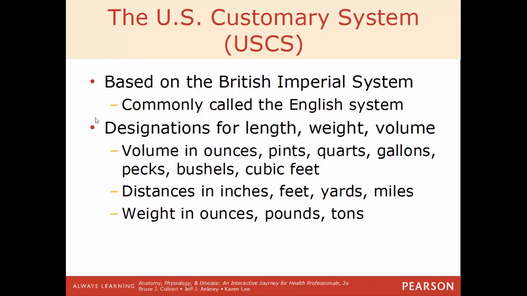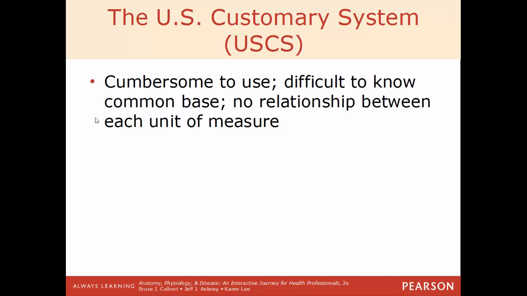Now the U.S. customary system is based off the British Imperial System, usually called the English system. It has designations for length, weight, and volume, where you have volume measured in ounces and pints and quarts and gallons. Distances are measured in feet and yards and miles, and weights are measured in pounds and tons and ounces. Like I mentioned before, there's no real easy-to-follow pattern that links all of these together, which is very different compared to the metric system or the international system. And again, there's only a handful of countries in the world that still use this system. It is primarily used in the United States.